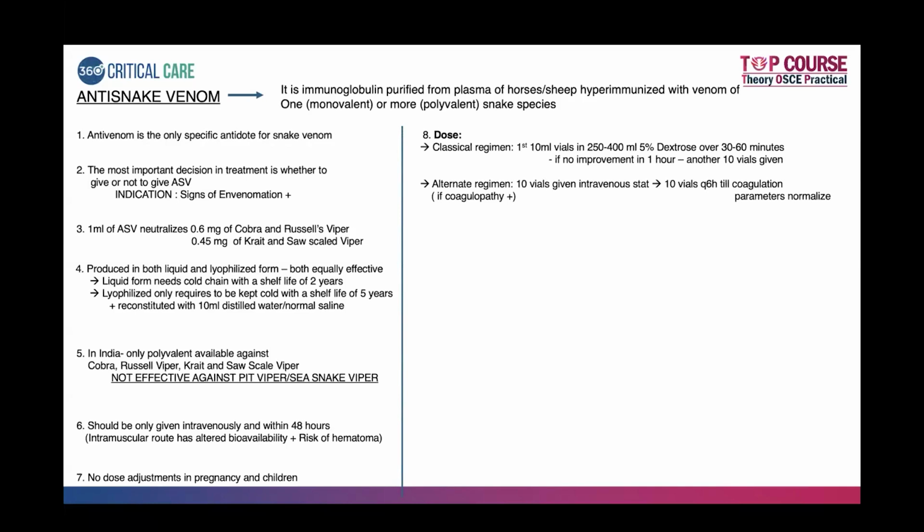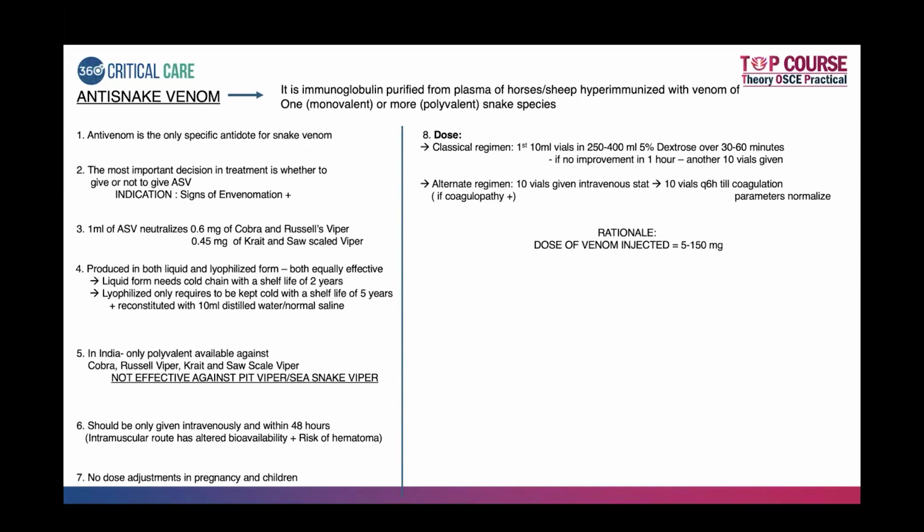30 to 60 minutes. If there is no improvement in 1 hour, then you give another 10 vials. The alternative regimen, if the patient is in coagulopathy, is to first give 10 vials IV, then 10 vials every 6th hourly till the coagulation parameters normalize. So these are the two regimens that can be utilized.